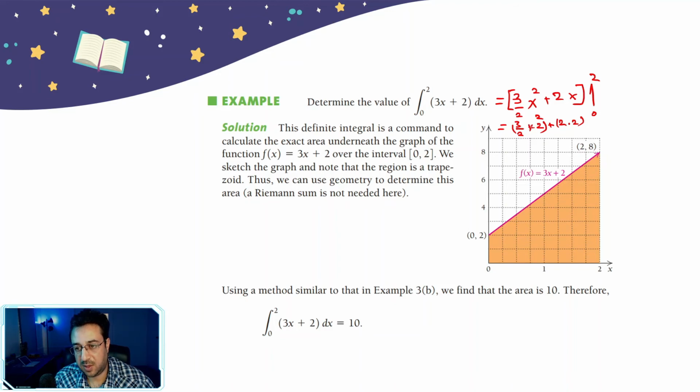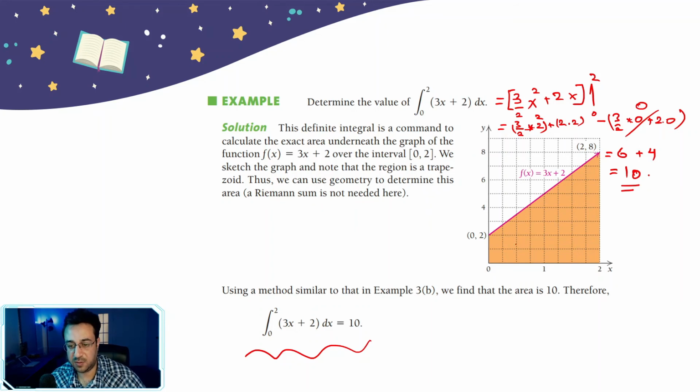So 3 over 2 multiplied by 2 squared plus 2 multiplied by, instead of x, 2, minus 3 over 2 by 0 plus 2 by 0. The whole term over here would be 0, of course. So the final answer would be 3 over 2 multiplied by 4, that's 6, plus 2 by 2 is 4, then the final answer would be 10. Simple as that. We got it here as 10.